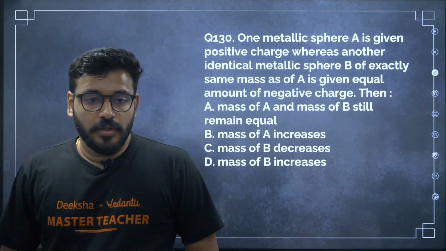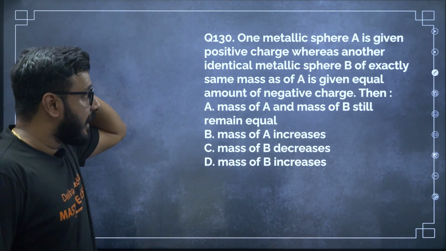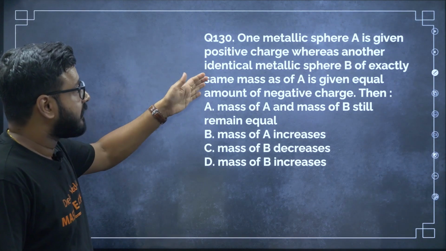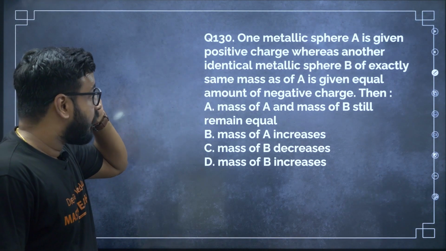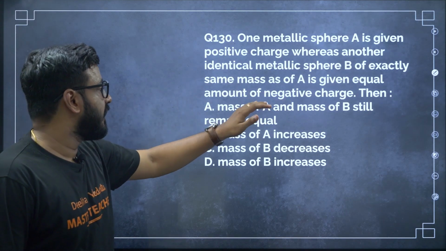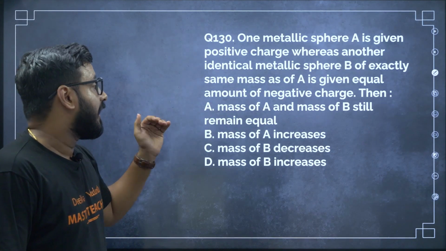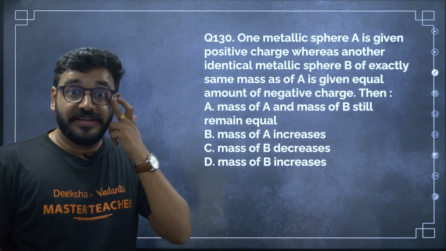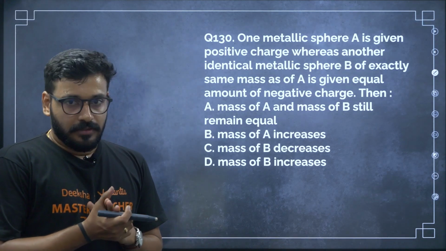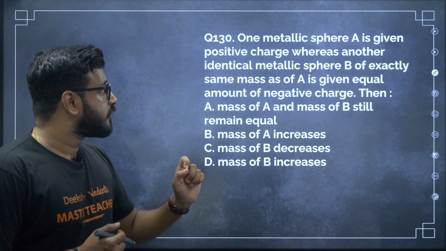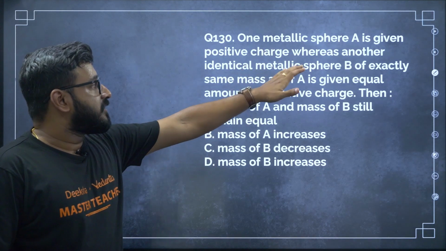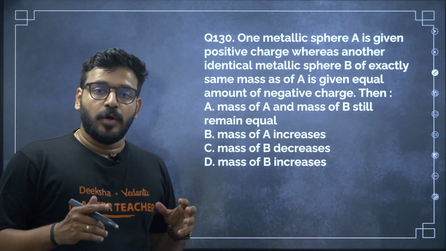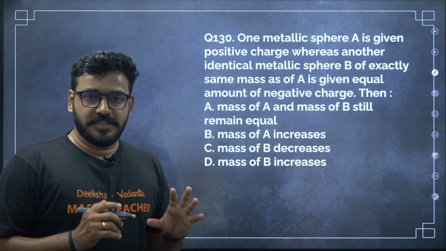Yes. So one metallic sphere A is given positive charge, whereas the other identical metallic sphere B, of exactly the same mass as A, is given an equal amount of negative charge. Now, this is a slightly tricky question. It seems very easy, but slightly tricky. Why? Because given positive charge, given negative charge. Now according to quantization, just think.